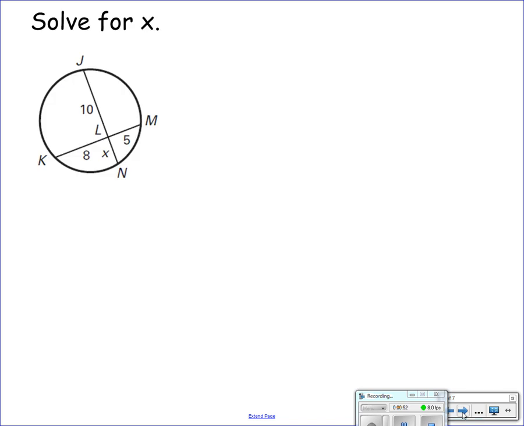Okay, solving for x. So this is our two chords. So I know that 10 times x is going to equal 8 times 5. 10 times x is equal to 40. If I divide both sides by 10, we get 4, not 40. So we get 4 there.